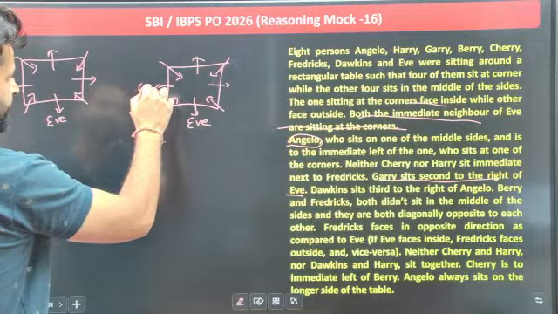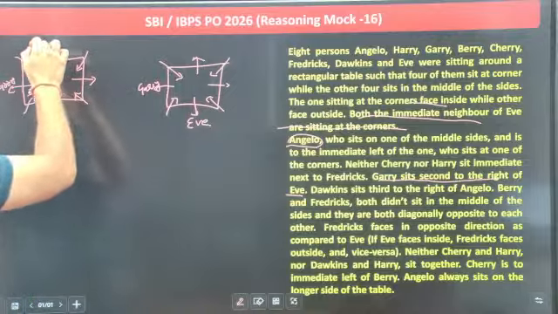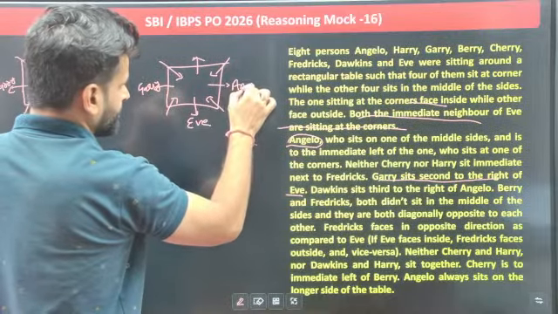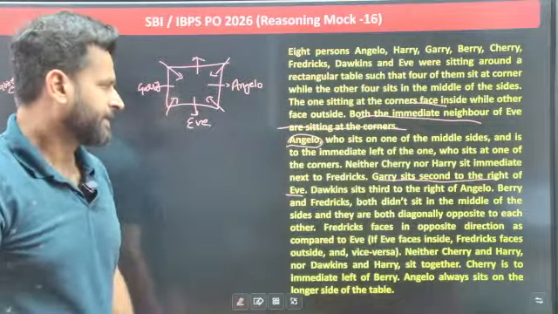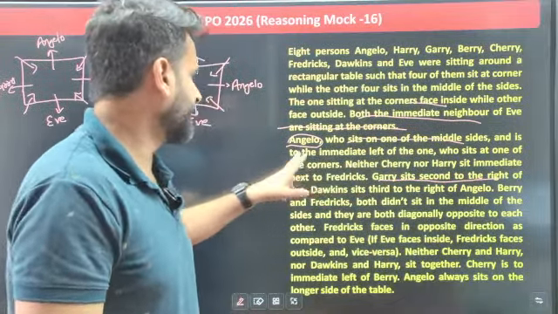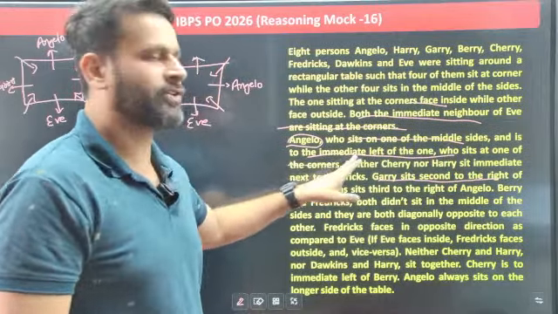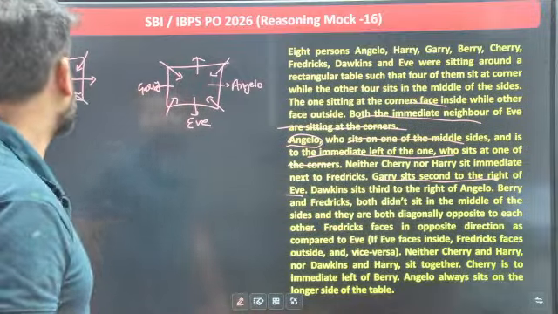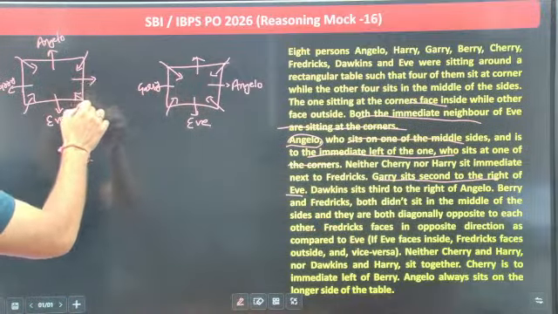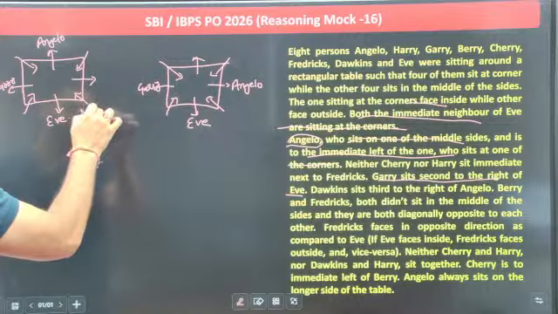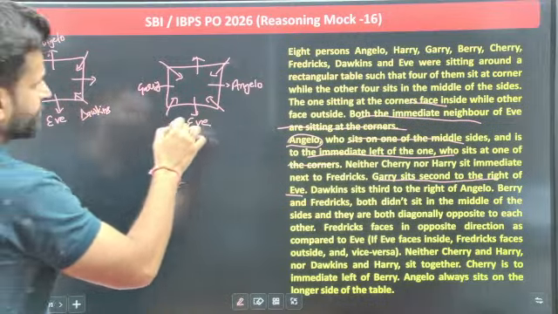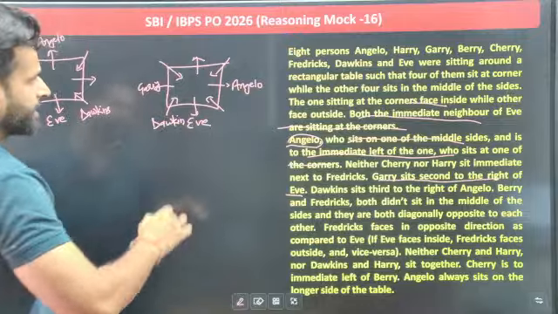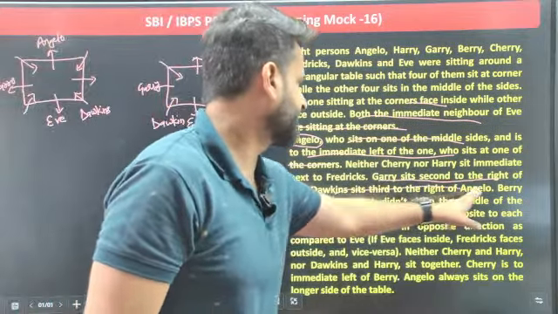This is Eve. This is Gary. This can be Angelo. Angelo, who is sitting in mid of side and is immediate left of the one who is sitting at one of the corners. Obvious. Related to Dawkins: Dawkins is third right of Angelo. Third right, 1, 2, 3. This will be Dawkins. Dawkins is third right of Angelo.